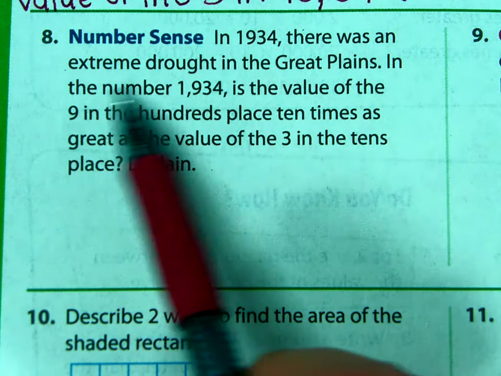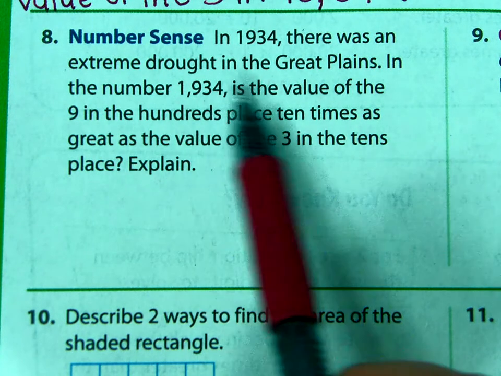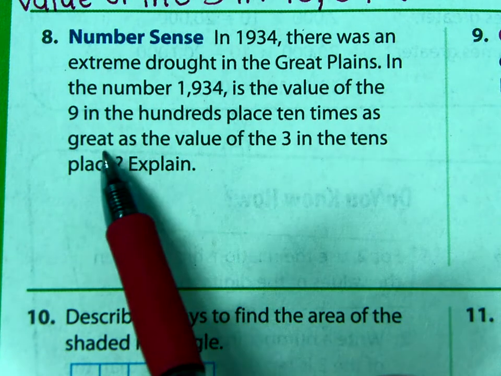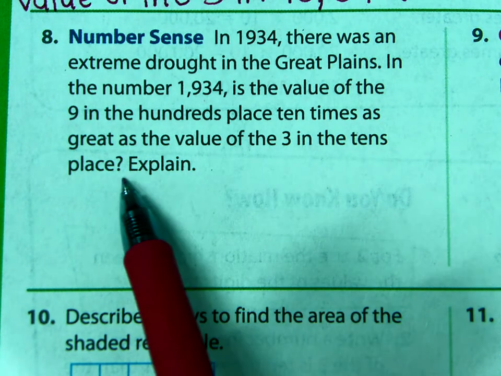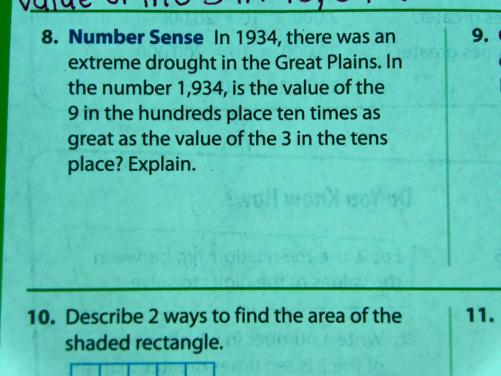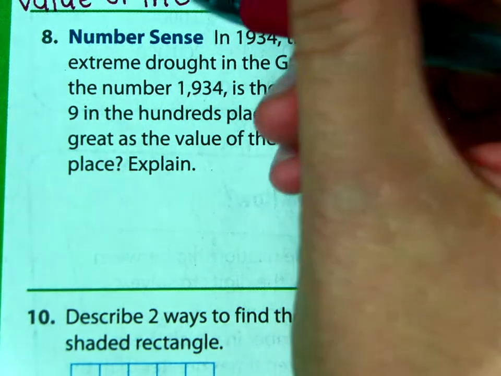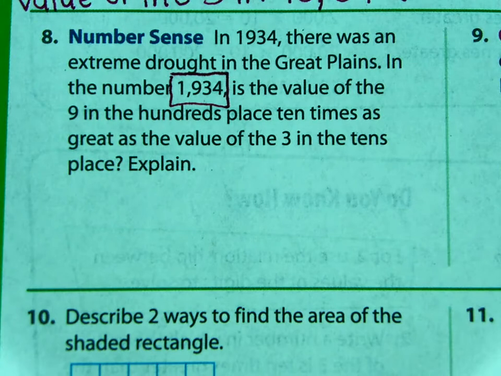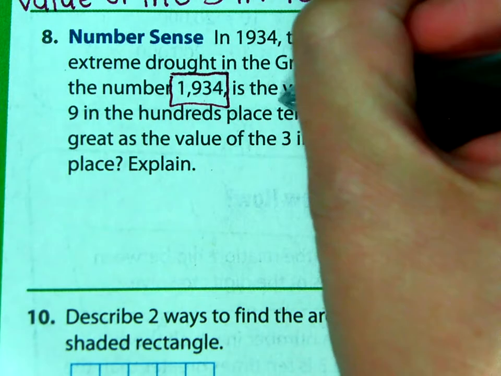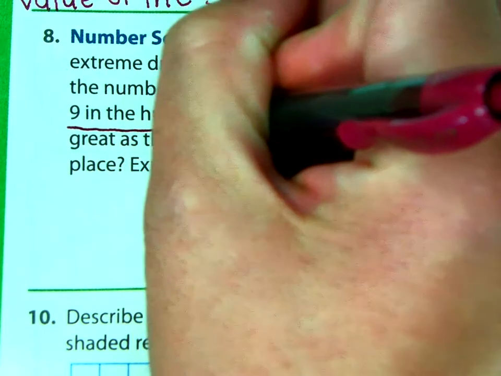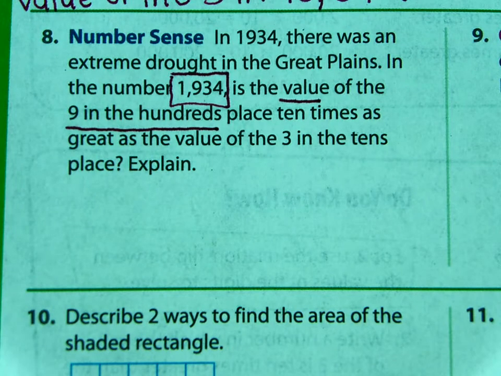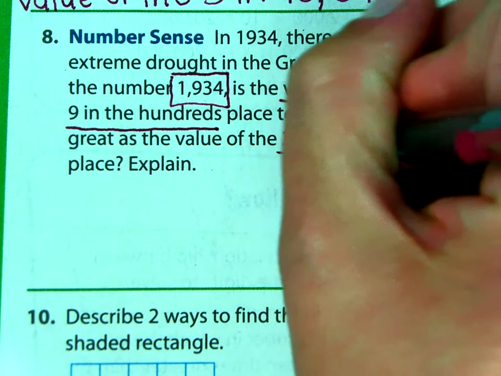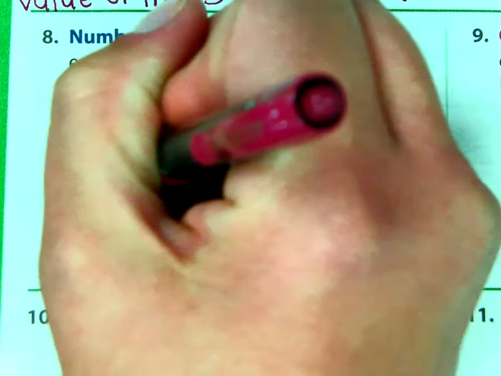In the number 1934, is the value of the 9 in the hundreds place 10 times as great as the value of the 3 in the tens place? Explain. Okay, so we are focused on this number right here, 1934. And we're talking about the value of the 9 in the hundreds place, and then we're also looking at the 3 in the tens place.